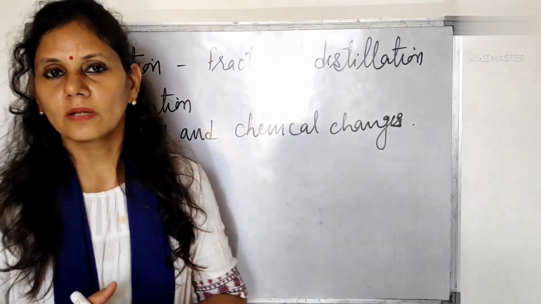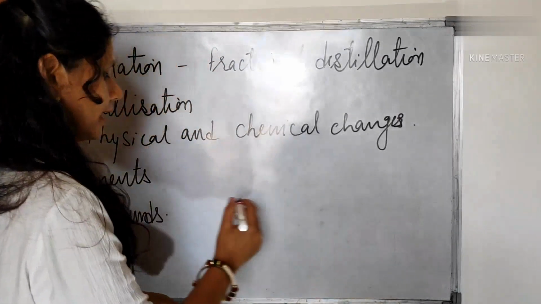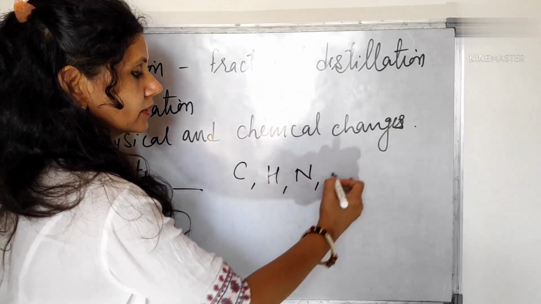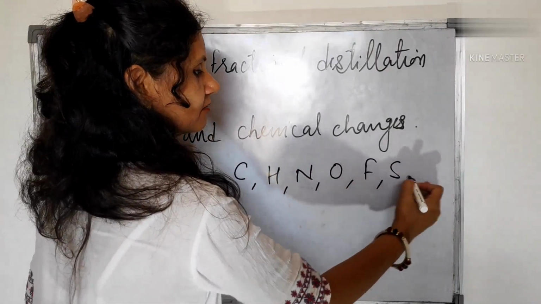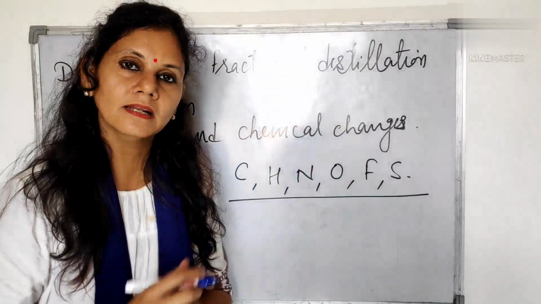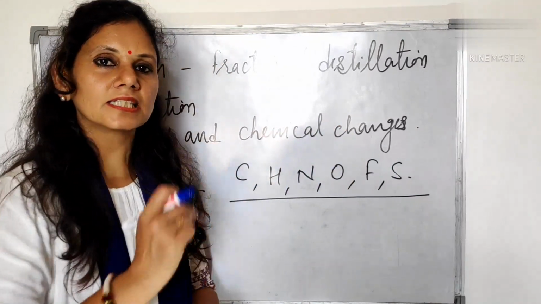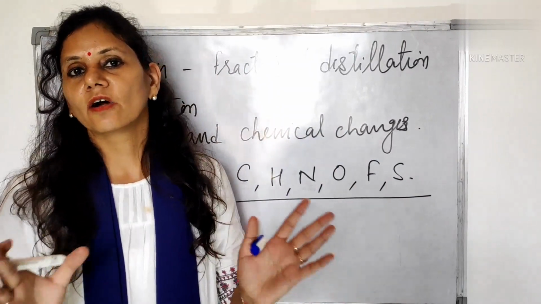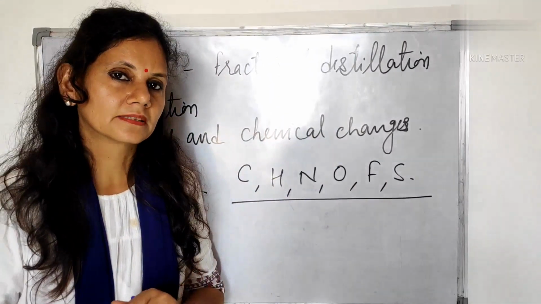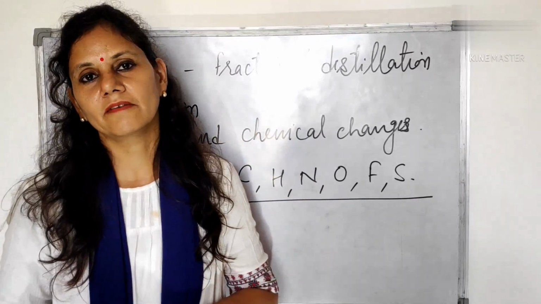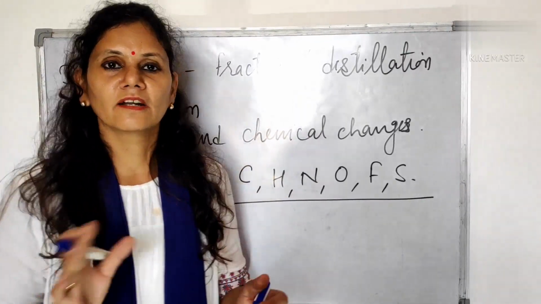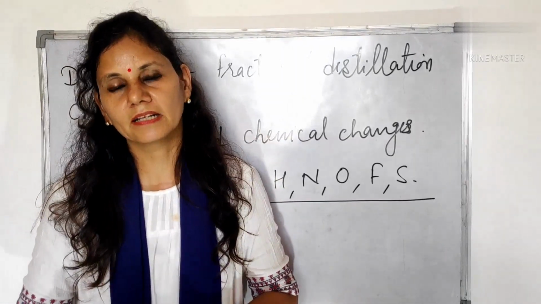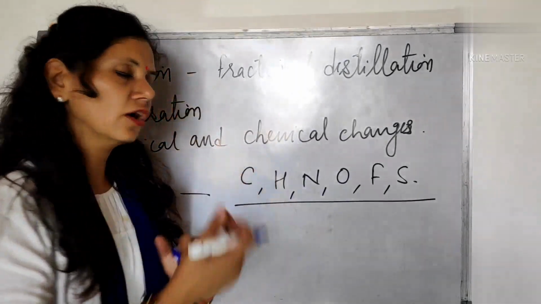Next element type is non-metal. Examples of non-metals are carbon, hydrogen, nitrogen, oxygen, fluorine, sulfur. We know that non-metals generally exist in the gaseous form. They are not solid, they are not rigid, and they may be compressed because they have gaseous nature. They are not sonorous, they are not ductile, meaning the reverse nature of metals. Those are called non-metals.